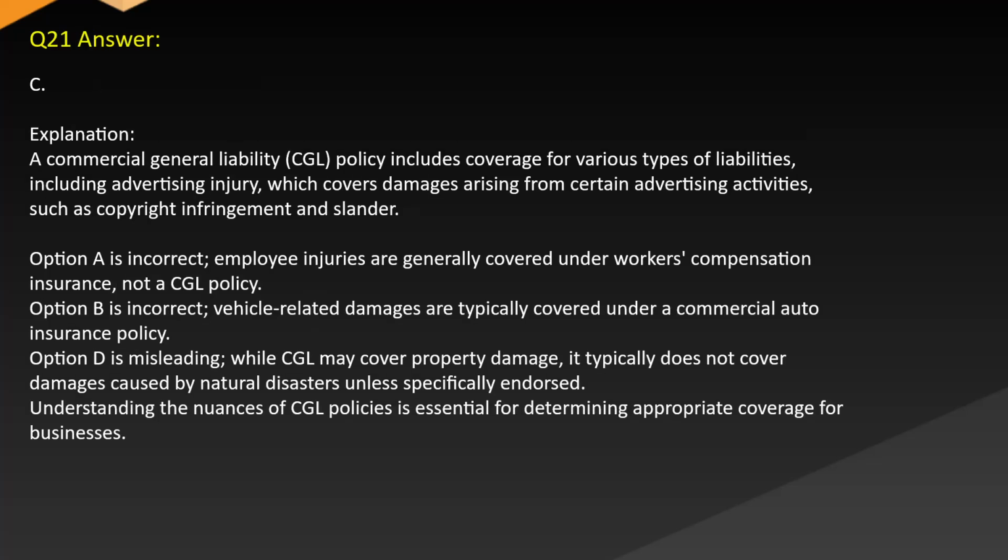Answer. C. Explanation. A commercial general liability (CGL) policy includes coverage for various types of liabilities, including advertising injury, which covers damages arising from certain advertising activities such as copyright infringement and slander. Option A is incorrect. Employee injuries are generally covered under workers' compensation insurance, not a CGL policy. Option B is incorrect. Vehicle-related damages are typically covered under a commercial auto insurance policy. Option D is misleading, and while CGL may cover property damage, it typically does not cover damages caused by natural disasters unless specifically endorsed. Understanding the nuances of CGL policies is essential for determining appropriate coverage for businesses.